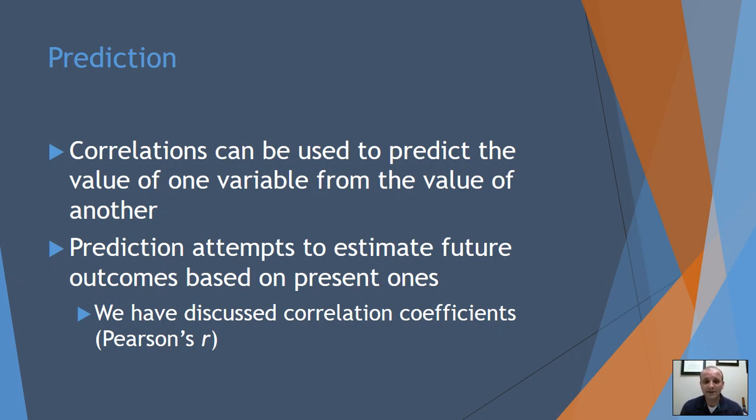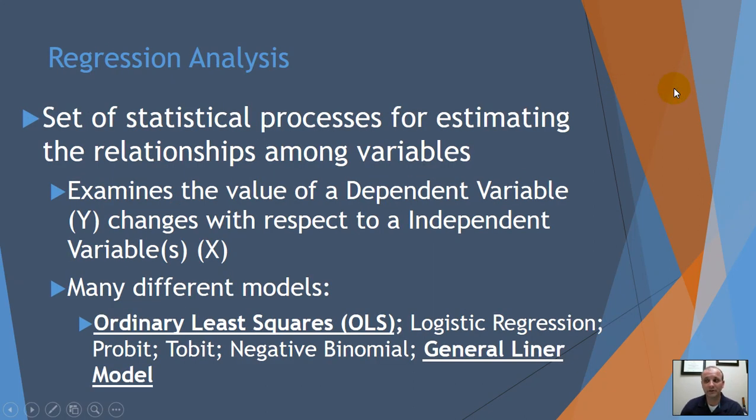So predictions attempt to estimate future outcomes based on present ones or past ones or previous ones. We take known data, empirical evidence, and apply statistical methods to make assertions about that data and inferences and perhaps predict potential outcomes, even forecast with some of these statistical techniques. So we've discussed the correlation coefficients and the Pearson's R. Now we're just taking a step further to integrate multiple variables into the analysis.